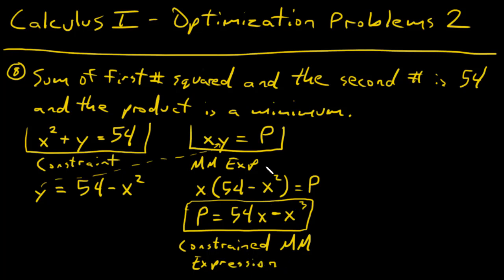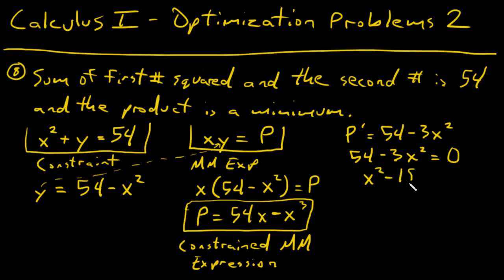All I have to do, I want to find when this is a maximum, so I'm going to take the derivative and then set it equal to 0 and solve. So the derivative of p is going to be p prime is equal to 54 minus 3x squared. Then I'm going to set it equal to 0 and solve. So 54 minus 3x squared equals 0. And so I'm going to divide everything by negative 3 and wind up with x squared minus 18 equals 0. X is equal to plus or minus square root of 18.